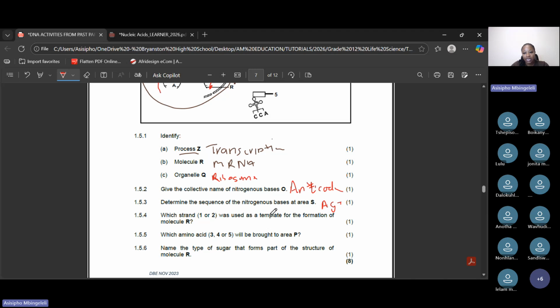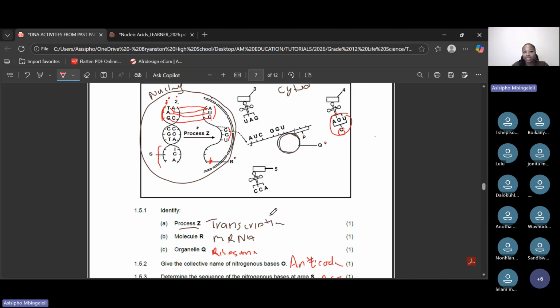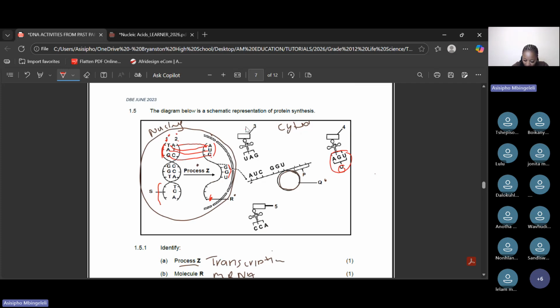Which amino acid, 3, 4, or 5, will be brought to area P? Which amino acid? There is 3, there is 4, there is 5. Which one will be brought to area P? What did you guys say? I'm listening. This one you kind of have to figure out. It's not going to be easy. It's not going to be, well, AGT. AGT. Which amino acid?